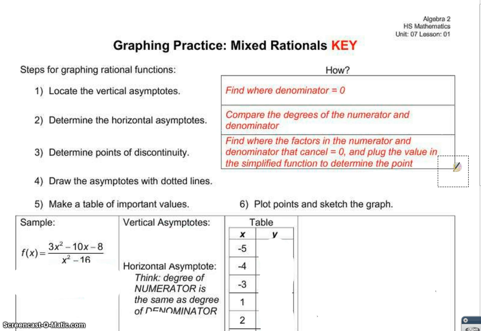Step number 4 says I'm going to draw the asymptotes with dotted lines. Y'all make sure you underline dotted lines. Step number 5 says I'm going to make a table of important values. And step number 6 says I'm going to plot the points and sketch the graph. So I'm going to work the sample problem for you, and then tomorrow in class, you're going to work 1 through 4. So let's look at the sample problem.